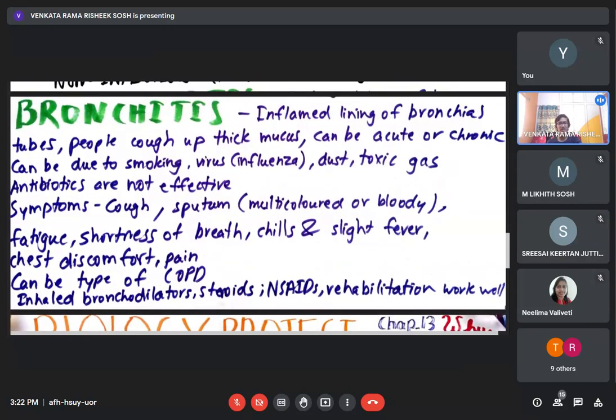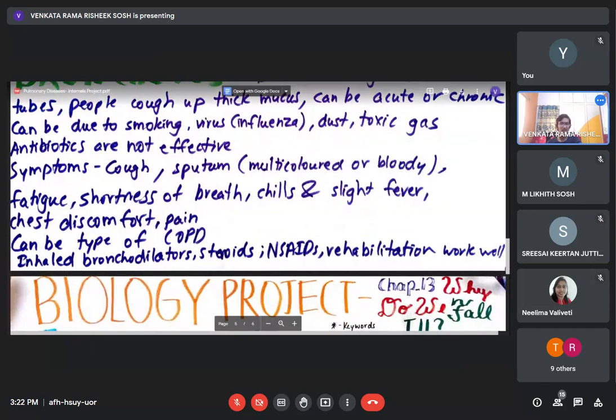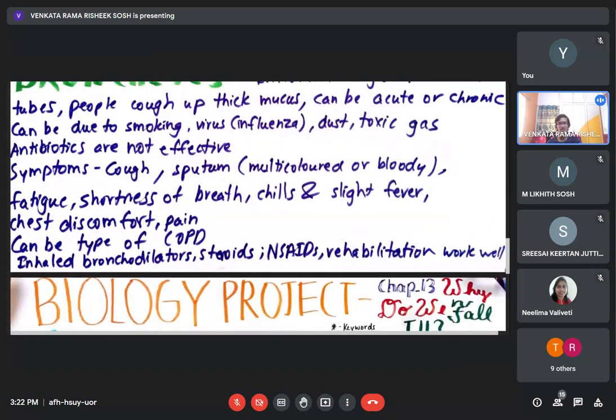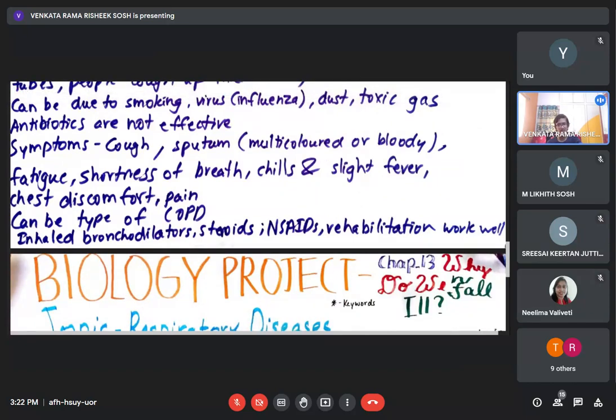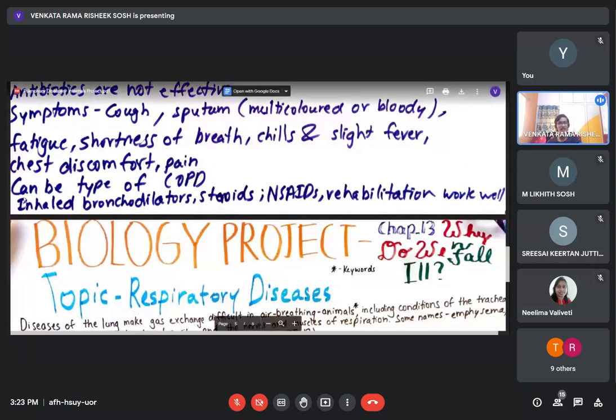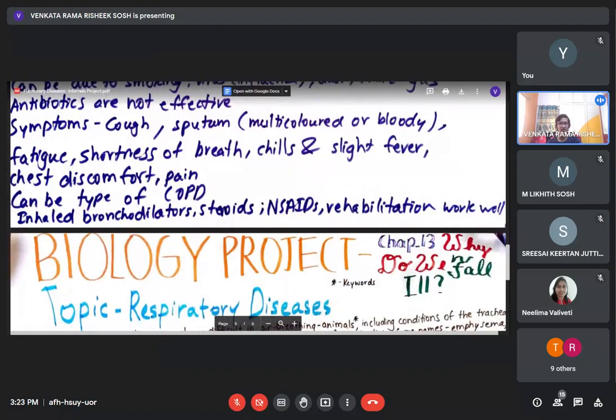And antibiotics are mostly not effective against the viruses causing bronchitis. Sputum is also another name for mucus. And then fatigue, which is not having enough energy to do work, shortness of breath, chills, which is shivering, and then slight fever, chest discomfort, and pain near the chest are all symptoms of bronchitis. And it can also be a type of chronic obstructive pulmonary disease. And finally, inhaled bronchodilators, steroids, non-steroidal anti-inflammatory drugs, and rehabilitation work very well against bronchitis.